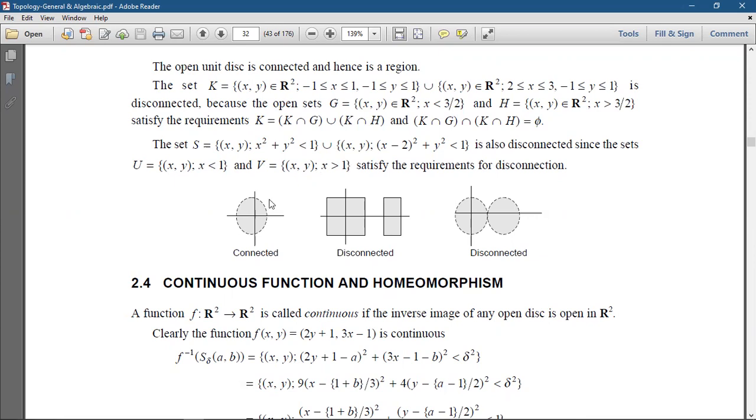These examples are shown pictorially: the first one, the open disk, that one is the example of K, and that one is the example of S. Now we are going to move on to continuous functions and homeomorphism in R square.